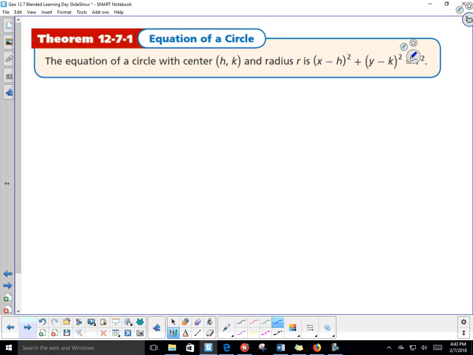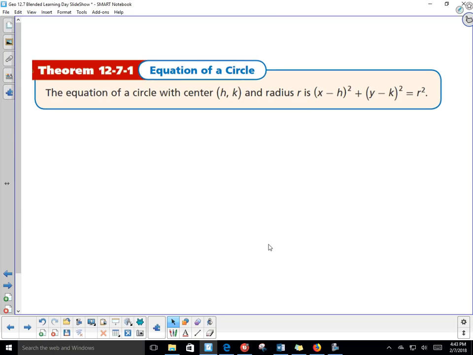So the equation of a circle is given by (x minus h) squared plus (y minus k) squared equals r squared. The h and the k that you see in the formula are actually the coordinates of the center of the circle. And r is the radius, so this part of the equation has the radius squared. So let's see how to use this formula.